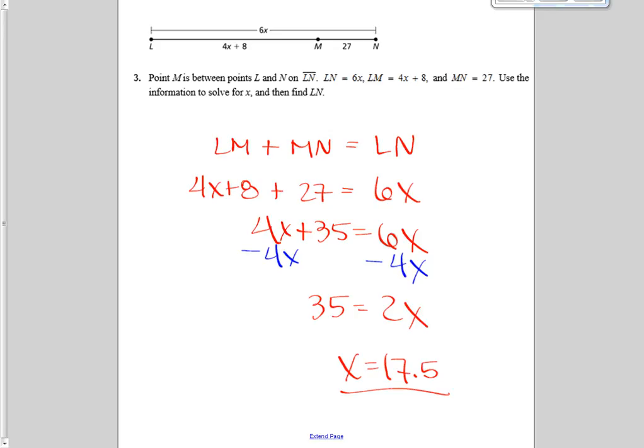But that's not what they're asking for. The question says to find LN. So here's L, here's N, I want this whole distance. So what should I do with the x? Multiply it by 6, yeah, because I got this 6x. Okay, 6x is that distance. So if I just take 6 times 17.5, that's 105, right? And we don't really have any units, so we'll just leave it like that.